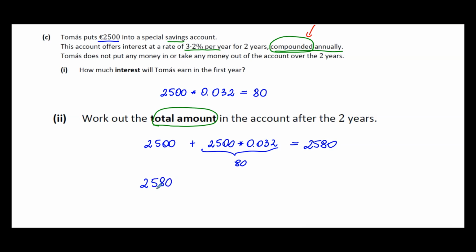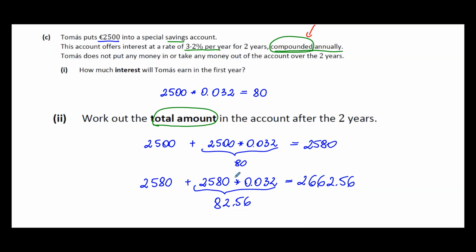When that year starts, now in the account he has not just 2,500, but he has 2,580. Therefore, it is the full 2,580 multiplied by the interest. And that's the reason why this value will change. So that will give us, if we put that in the calculator, 82.56. So now together, what he has in that account is 2,662.56.